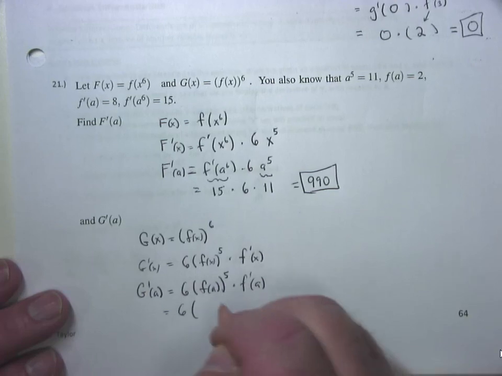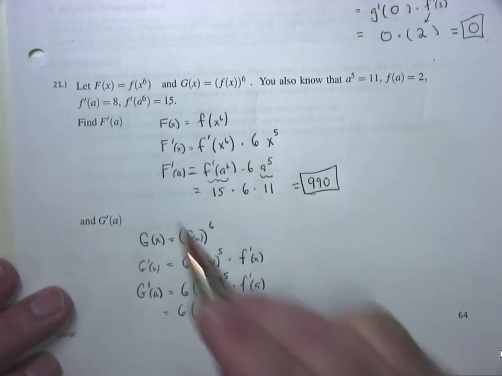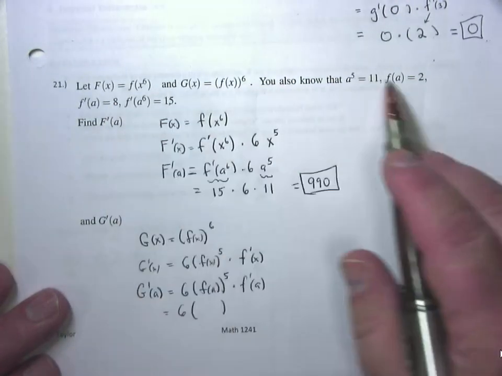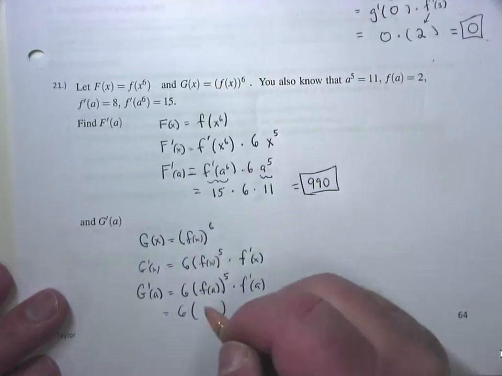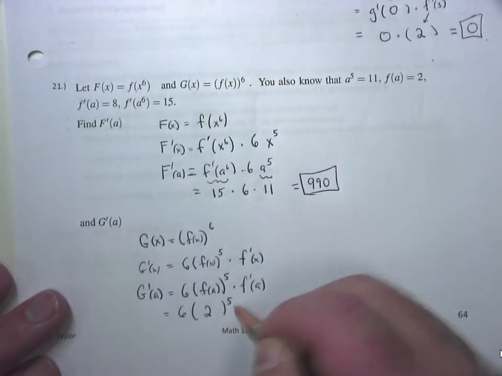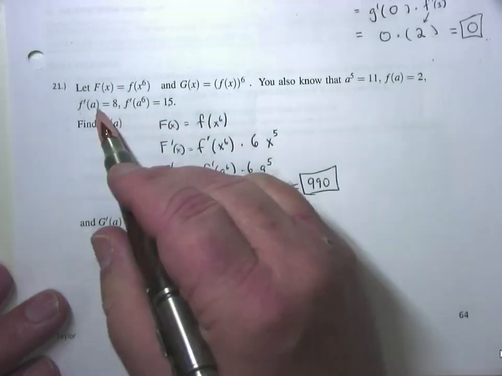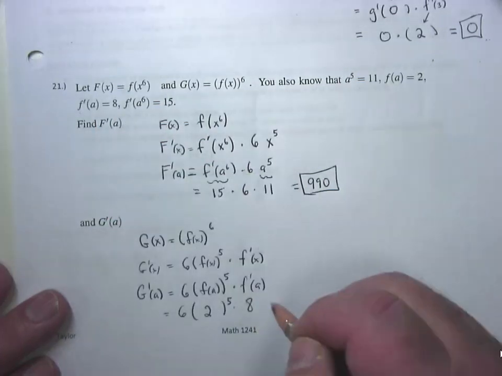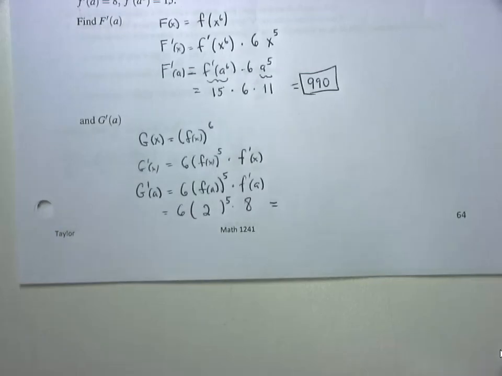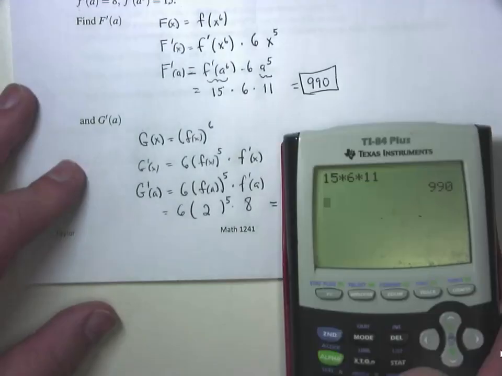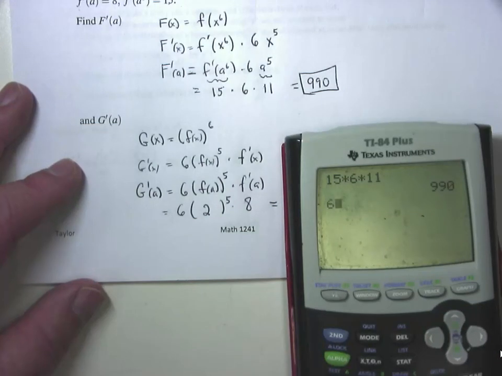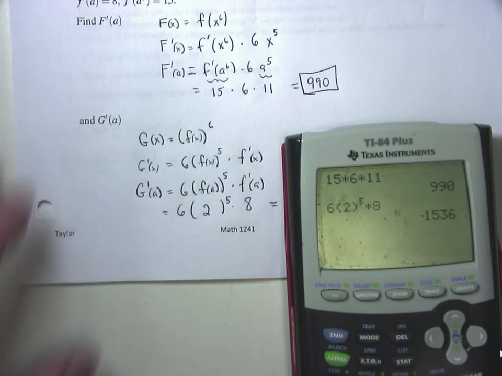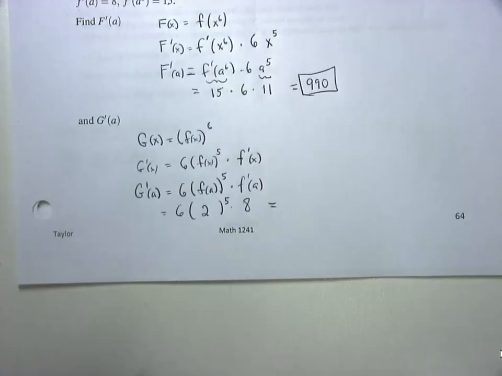That'll be 6 times, and what's f of a equal to? Well, coming back up here, f of a was equal to 2. That's being raised to the 5th power, times f prime of a. And f prime of a was equal to 8. So what I ended up getting here was 6 times 2 to the 5th times 8. So I'll put that on the old calculator. 6 times 2 to the 5th, over arrow, times 8. I get 1,536.